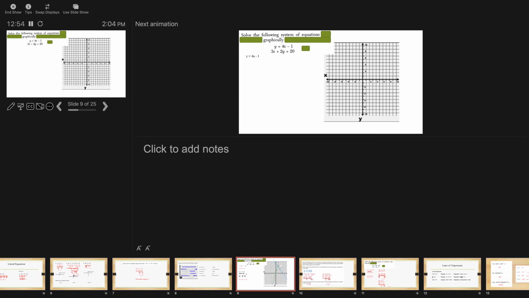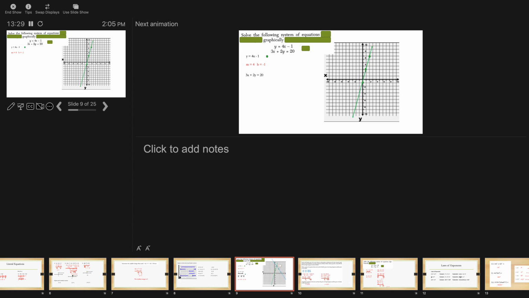All right, let's solve this system of equations graphically. Okay, so with the first one, the slope is 4 and the y-intercept is -1. That'll be the green graph. I touch at -1. I go up 4 over 1. 1, 2, 3, 4 over 1. And connect the dots. There is my first line drawn.